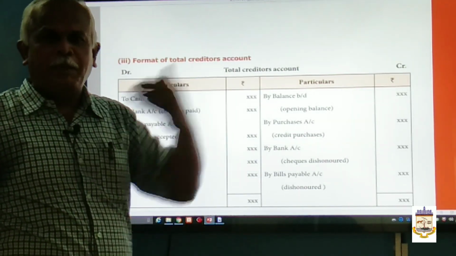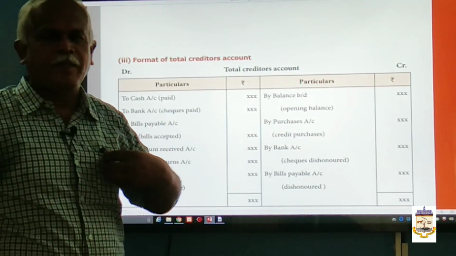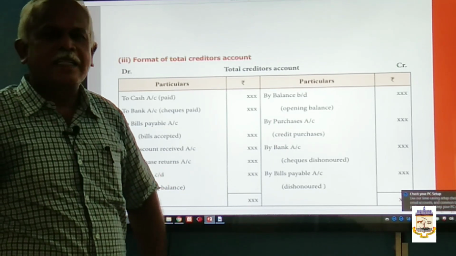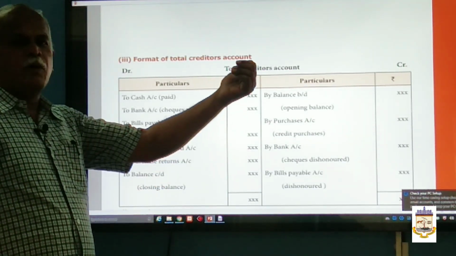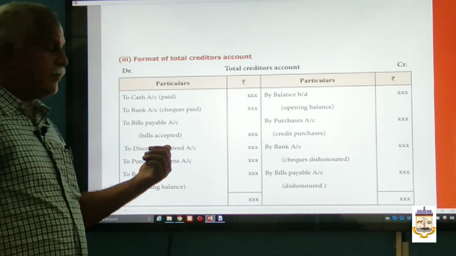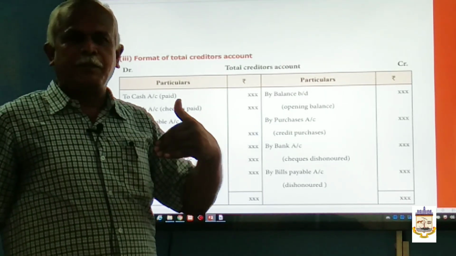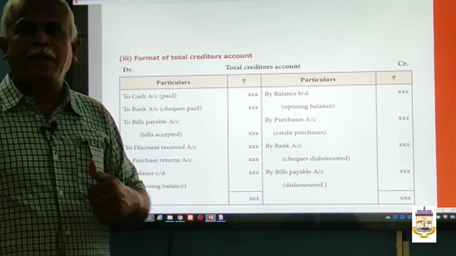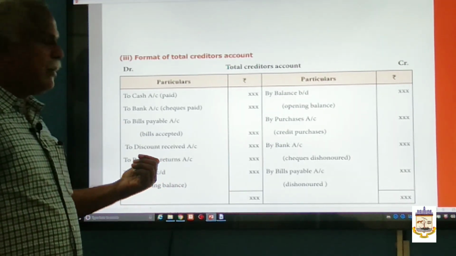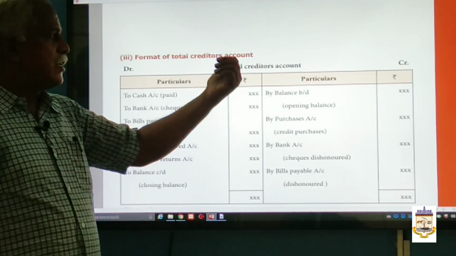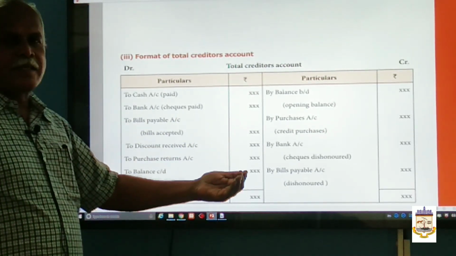Now discount received. When you make a bulk purchase, the supplier gives some discount which we need not pay. Or you can say that is a discount allowed to us, which reduces the total amount due to the creditors. Purchase return. Sometimes the goods sent by the supplier are not as per sample, or sometimes the package is broken. Such things are returned back, which also reduces the total creditors. And this is the closing balance.